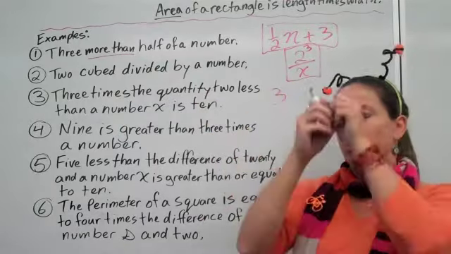All right, number 4. 9 is greater than 3 times a number. So we have 9 is greater than. This whole sentence is actually a sign. 9 is greater than, so it's greater than. So this is an inequality. 9 is greater than 3 times a number. So 3n. That would be 3 times the number, and the number being n.